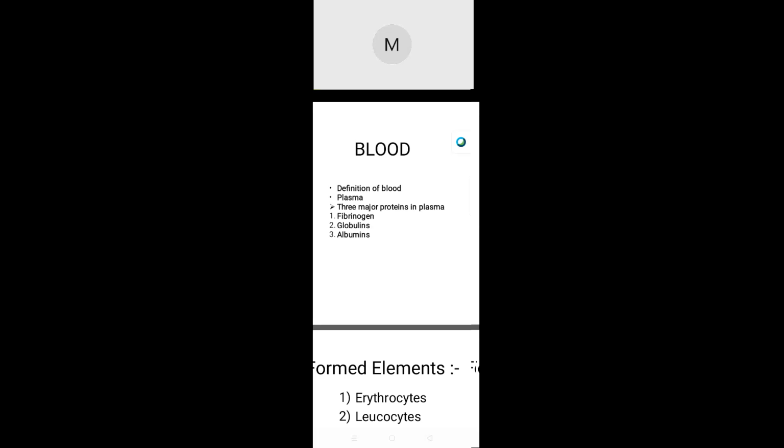Fibrinogens are needed for clotting or coagulation of blood. Globulins are primarily involved in defense mechanisms of the body, and albumins help in osmotic balance. Plasma without the clotting factors is called serum. Formed elements: erythrocytes, leukocytes, and platelets are collectively called formed elements, and they constitute nearly 45% of the blood.